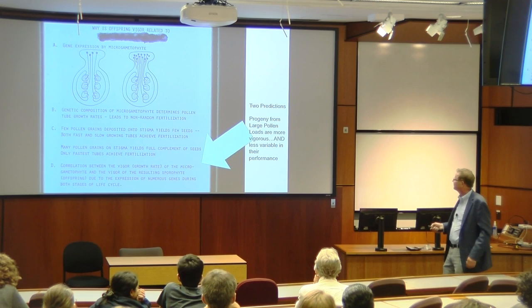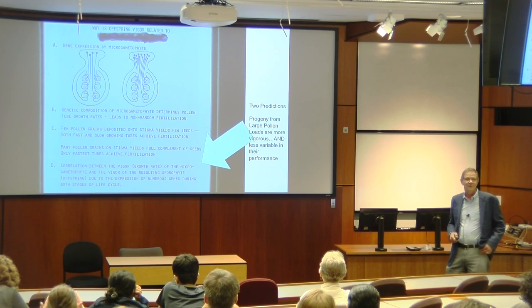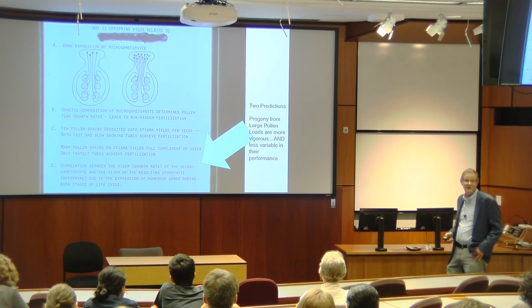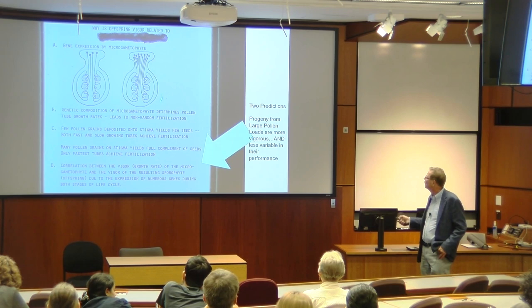When few pollen grains are deposited onto the stigma, both the fast and the slow-growing pollen tubes achieve fertilization, and you get a below-average, low seed number. When you have intense pollen competition, only the fastest-growing pollen tubes achieve fertilization, and you get a full complement of seeds.